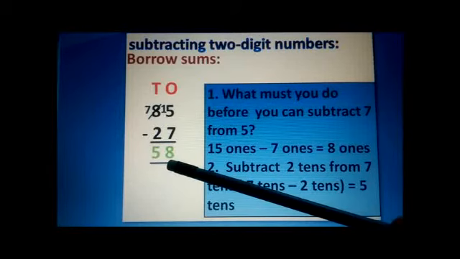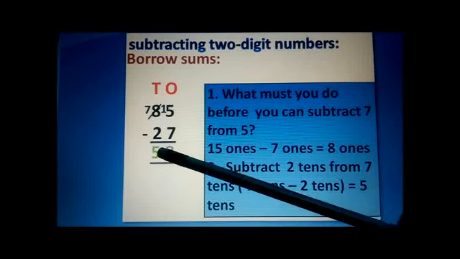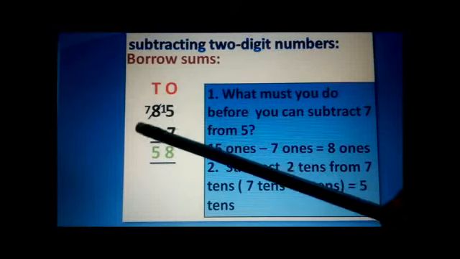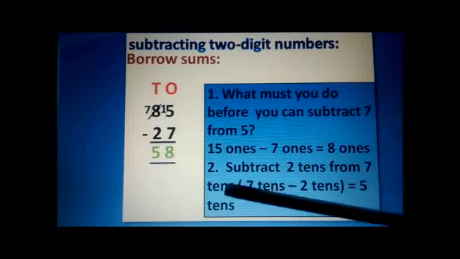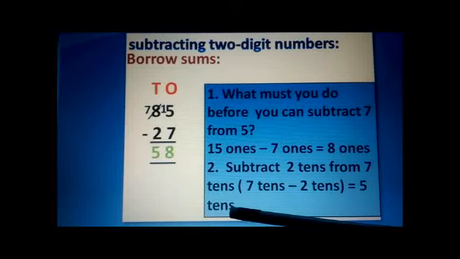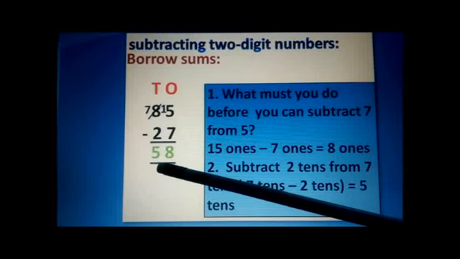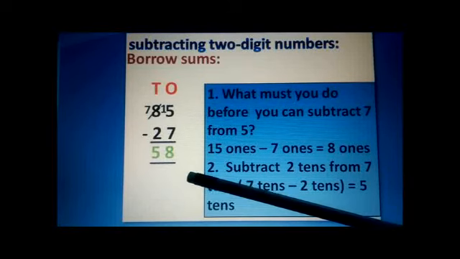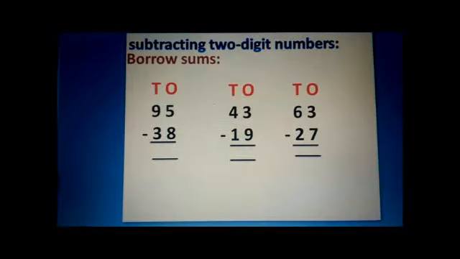Done class? And move to the tens value. As you can see the 7 is left. So what is the answer of 7 minus 2? 7 tens minus 2 tens, which is equal to 5 tens. So we can write 5 in the place of tens value. So the total answer is 58. Done class? Now we have more examples.